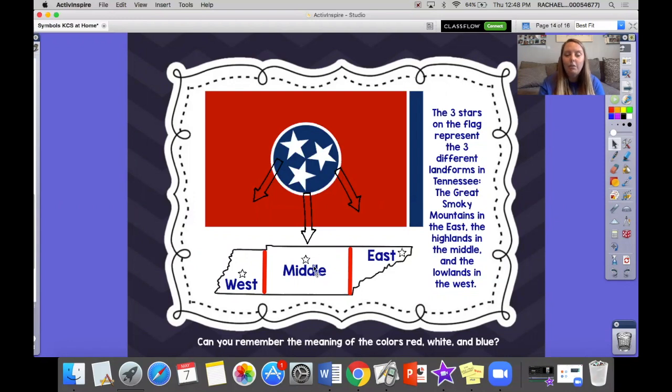Now, in these 3 divisions, they're also separated by landforms. So the Great Smoky Mountains are in the east, the highlands in the middle, and the lowlands in the west. And that's how we get the 3 divisions.